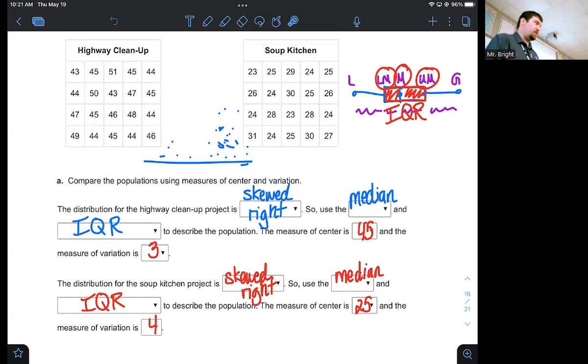I think it's odd, though. If you look at this data, you would expect more of the older people to be helping in the soup kitchen, and more of the younger people to be helping out in the highway cleanup, since that'd be the more labor-intensive job. I feel like it should be reversed. You'd have the people in their 50s serving the soup and not picking up the trash on the highway.